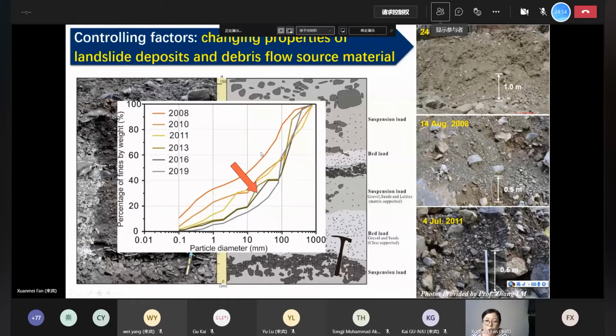And we also took samples to do grain size distribution analysis from the field. You can also see with time the grain size becoming coarser. It means the deposits have much fewer fine grains compared to 2008, if you compare the 2019 with the 2008 grain size distribution curve.